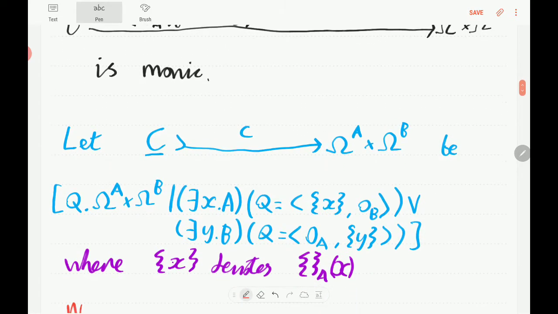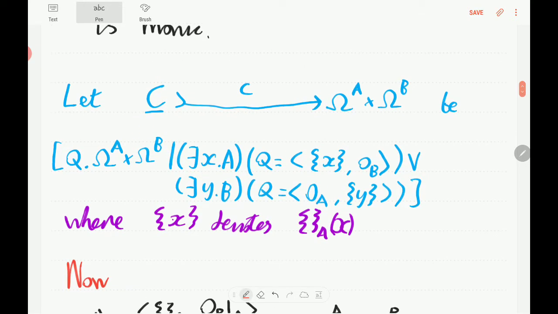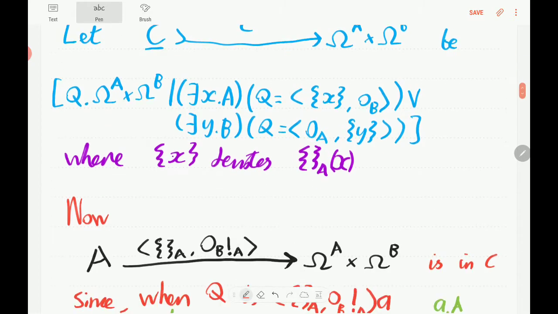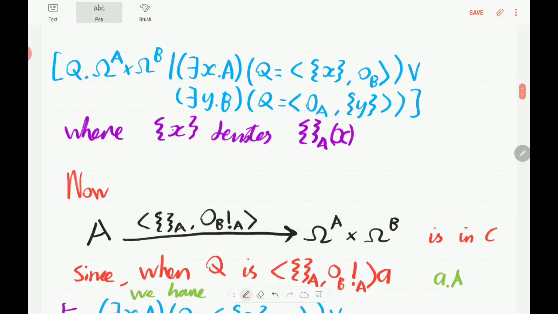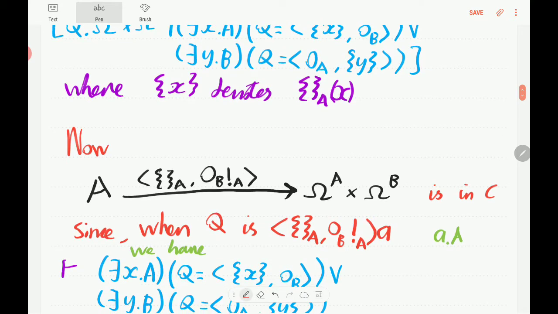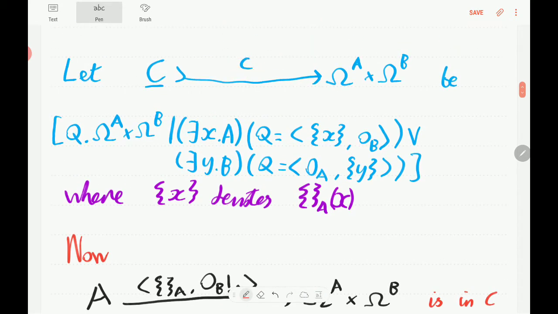So if we form this sub-object of omega to the power of A times omega to the power of B, given by this extension here, so it's the extension over Q of there exists X in A such that Q is curly brackets X comma OB, or there exists a Y in B such that Q is OB comma Y, where curly brackets X denotes the singleton of X, then we're going to have that these arrows we just described are in this sub-object C.